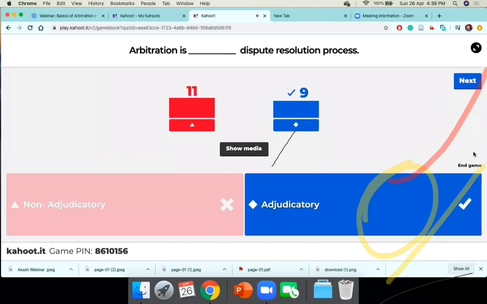Okay, so remember when we started this session, we talked about this: in adjudication, you have an independent body deciding who is right and who is wrong. However, in non-adjudicatory processes, there is no one telling who is right or wrong and making a decision. There is nothing like a decision, because they just facilitate you to discuss and resolve the dispute. So arbitration is an adjudicatory process. Okay, so let's move to the next question.